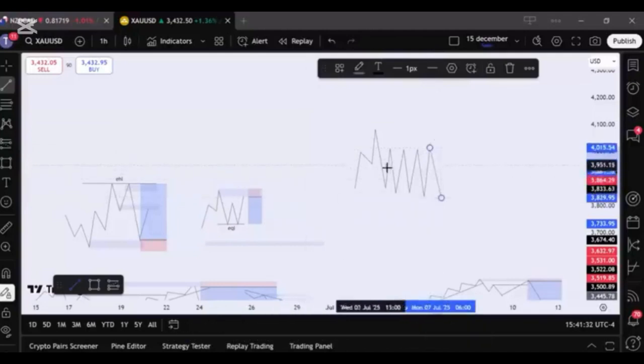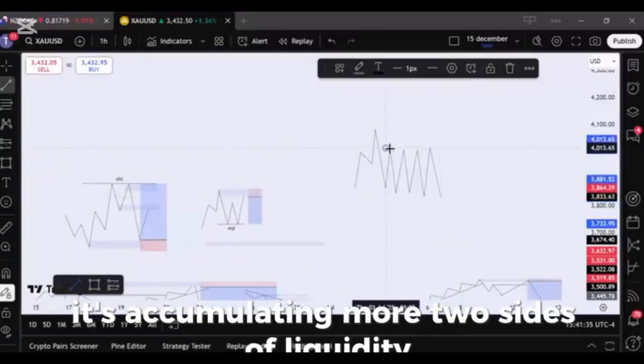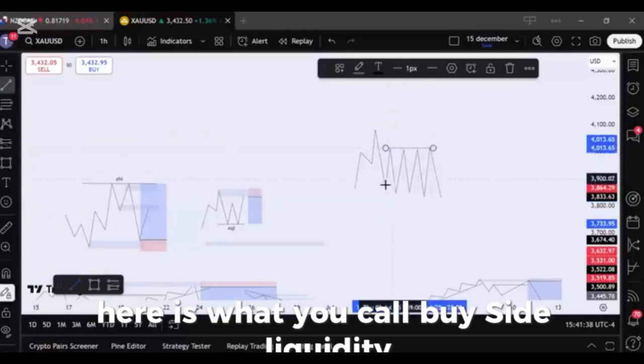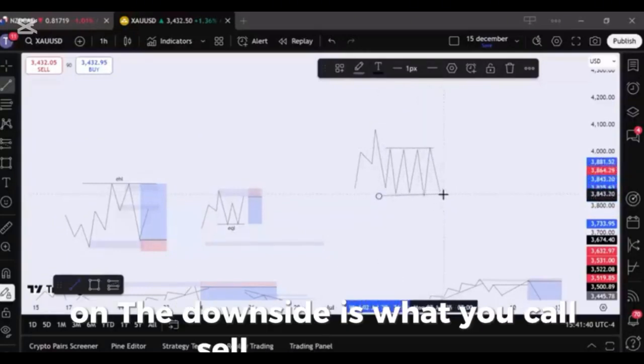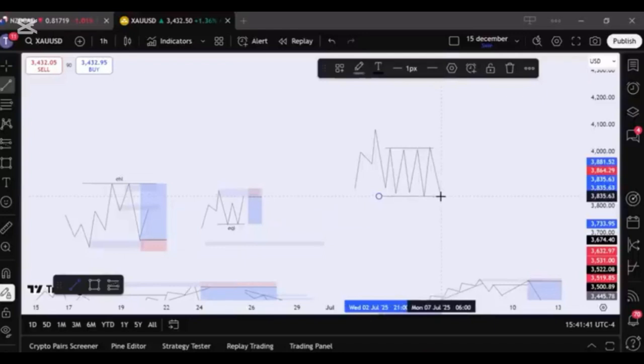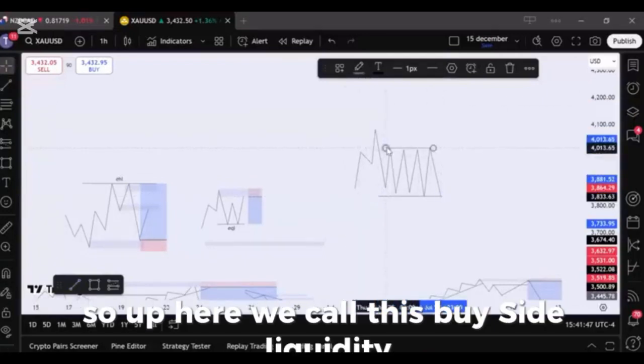While it's doing this, it's accumulating what? Two sides of liquidity. Here is what you call buy side liquidity. On the downside is what you call sell side liquidity. So up here, call this buy side liquidity.